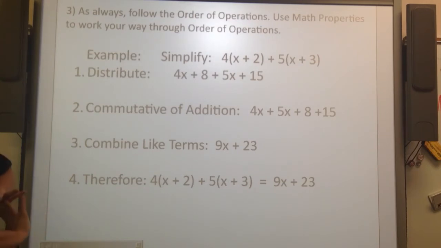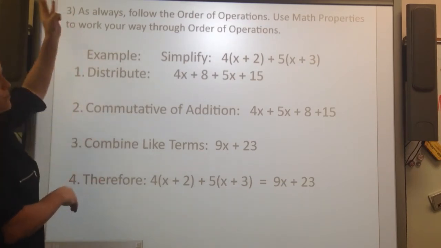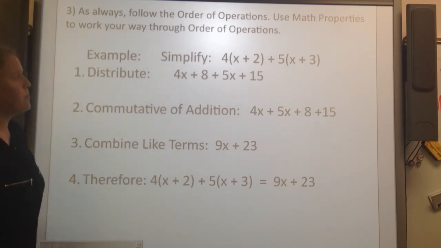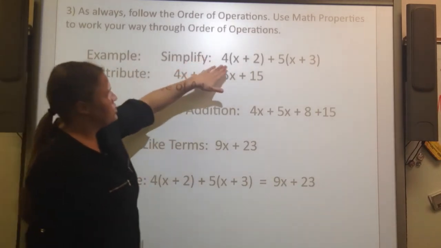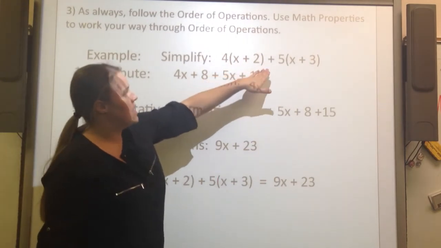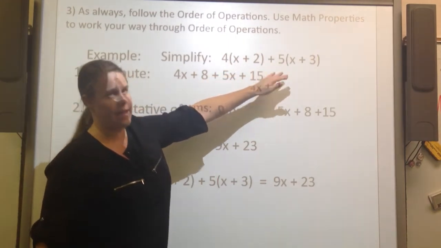All right, so as always, follow the order. Step 3 in simplifying expressions is following the order of operations, using math properties to work your way through the order of operations. For our problem, I want you to record 4 times the quantity of x plus 2, plus 5 times the quantity of x plus 3.